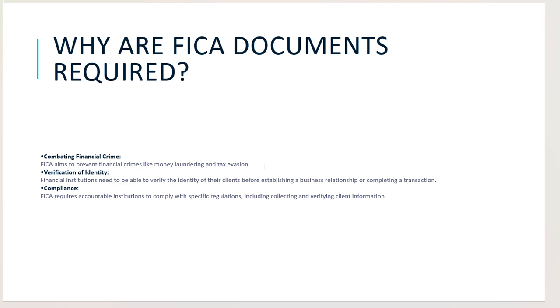So in order for them to be able to link this particular person to the crime, they need the identifier or the certain details, which in most cases is going to be your ID number and an ID document to support your ID number. It's only then that they can link you to that money laundering or any tax evasion of that matter. Next, it's for the verification of identity.